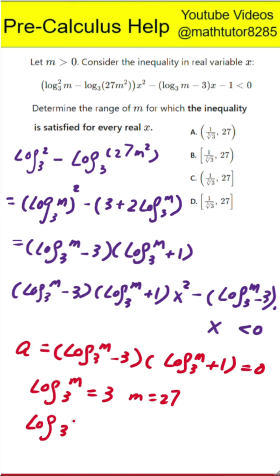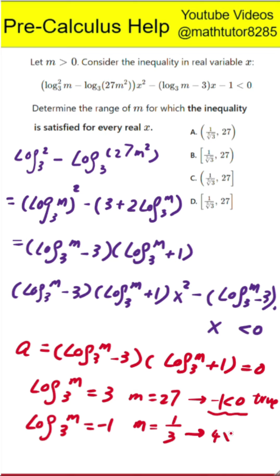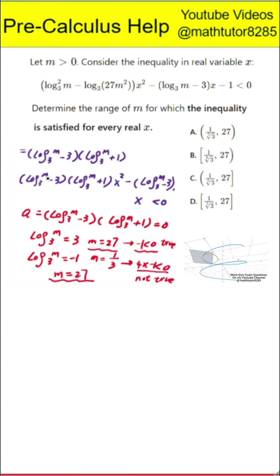Now, test each case. When m equals 27, the inequality reduces to simply negative 1 is less than 0, which is always true. So m equals 27 is acceptable. When m equals 1/3, the inequality becomes 4 times x minus 1 is less than 0, which is not true for all x. So that value of m must be excluded.